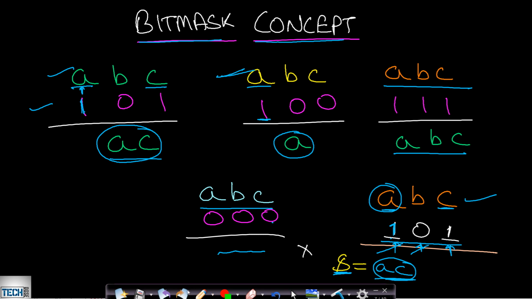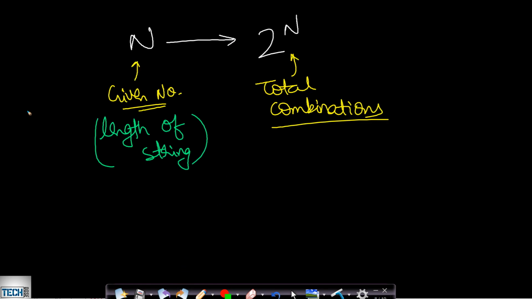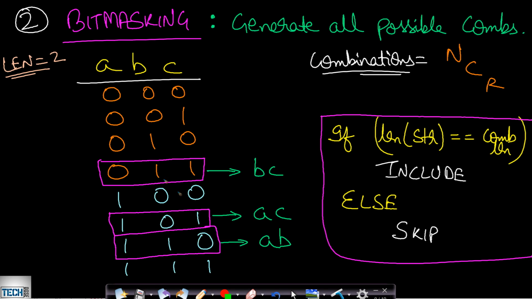So how many such combinations are possible? If you have an n length string, then we will have a total number of 2 to the power n combinations, as I have already explained to you. So this is very simple to understand. Now how do we apply bit masking?